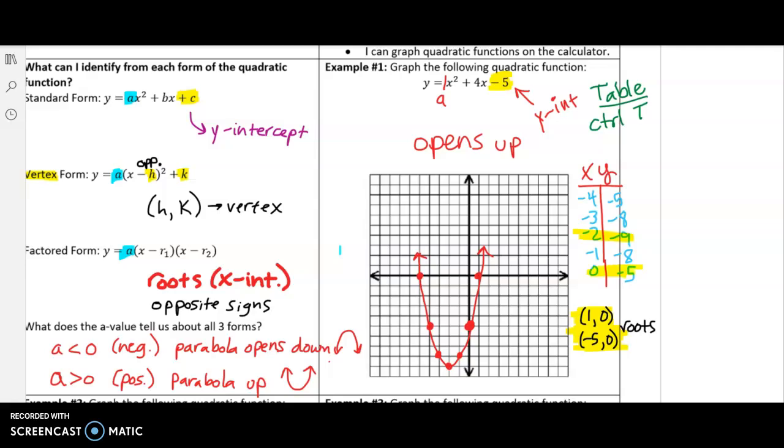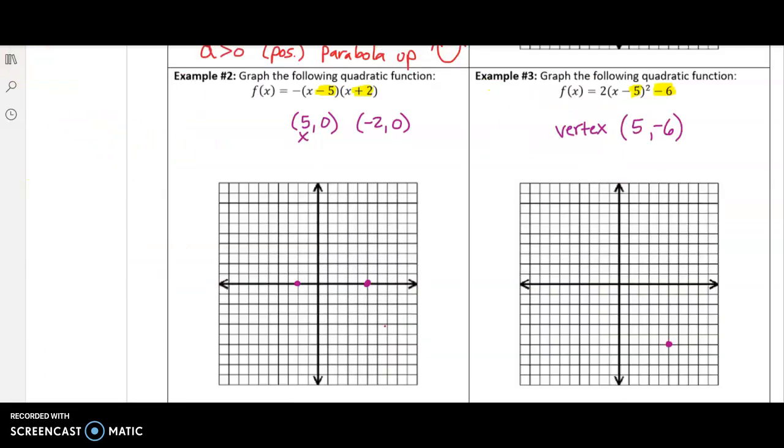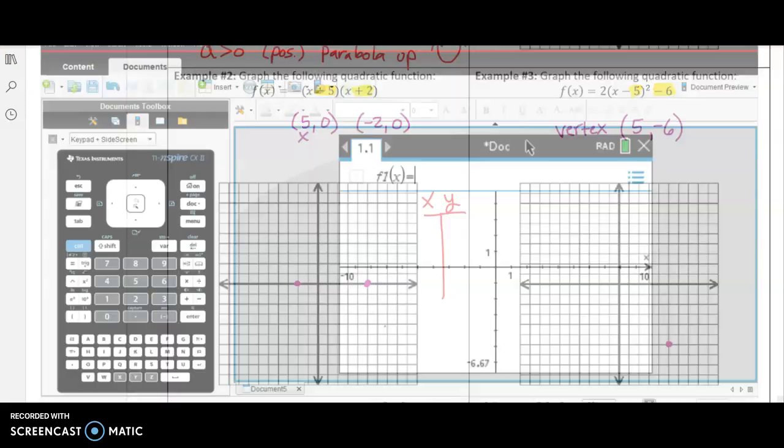Okay, let's look at a few ways to do the two others that we have there. So we have our roots already plotted for this particular one. So we just need a few other points to graph. So I'm going to go ahead and make my table over here. And I'm going to type this function into the calculator. Remember that the f of x equals is already in the calculator.